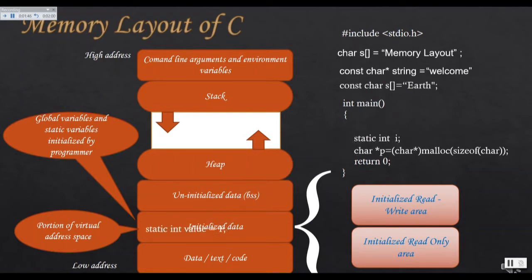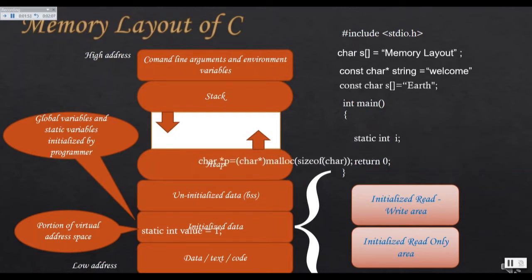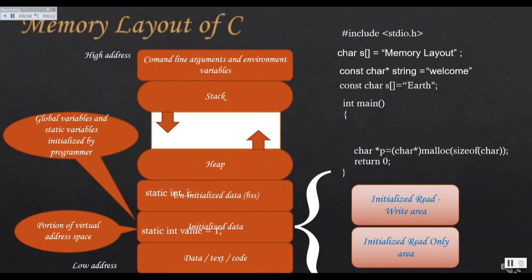Then next we have a static variable inside main. This will also go into initialized data. After that we have this dynamically allocated memory, which goes into the heap area. Then we have this static variable which is not initialized. This uninitialized variable will go into the uninitialized BSS segment.